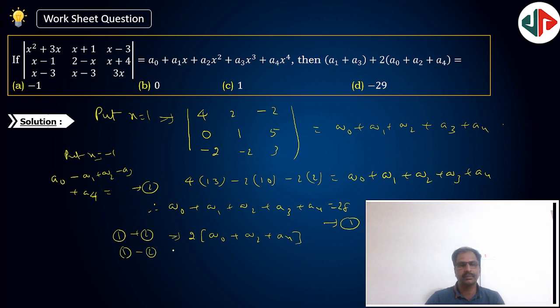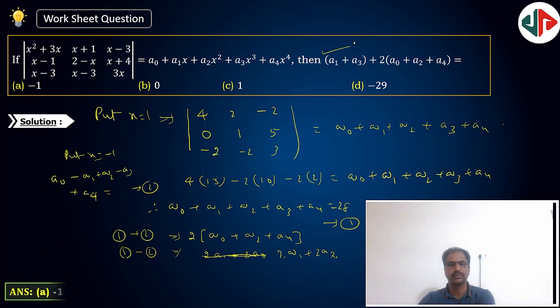Subtract 1 and 2. If you subtract 1 and 2, you will get 2a1 plus 2a3. From that you can find a1 plus a3. From this you can find a0 plus a2 plus a4 and then substitute the values here. The final answer will be minus 1.